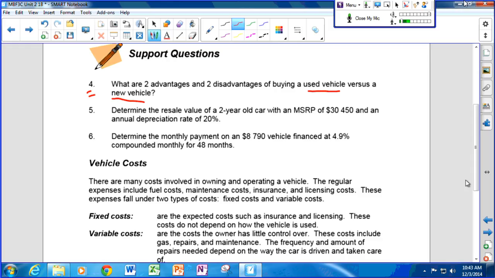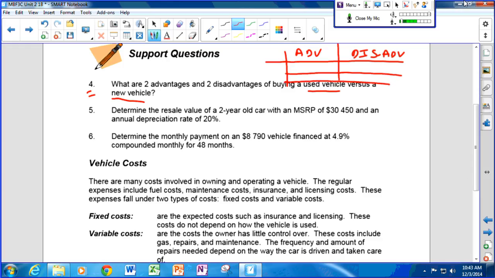So advantages, disadvantages. Okay, so that's one way to structure it. Remember, you're looking for two, right? So you can make yourself two boxes here. Okay, so what are some advantages to buying a used vehicle? Maybe it's cheaper, right? Maybe it's cheaper.